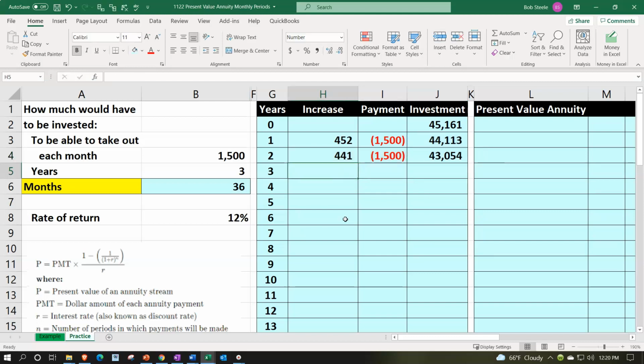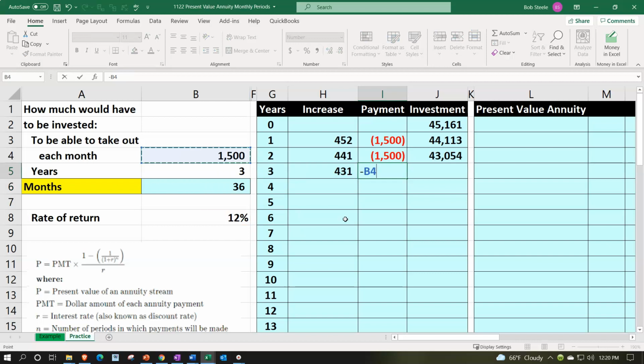Let's do it two more times here. This equals the 45,054 times the 12%. That's the yearly rate, dividing that by 12 for the monthly amount. This is going to be the negative of the 1,500. I'm going to press Tab to go to the next cell. This equals the item above it plus the SUM, Shift 9, left arrow, holding down Shift, left again, closing up the brackets, Shift 0.